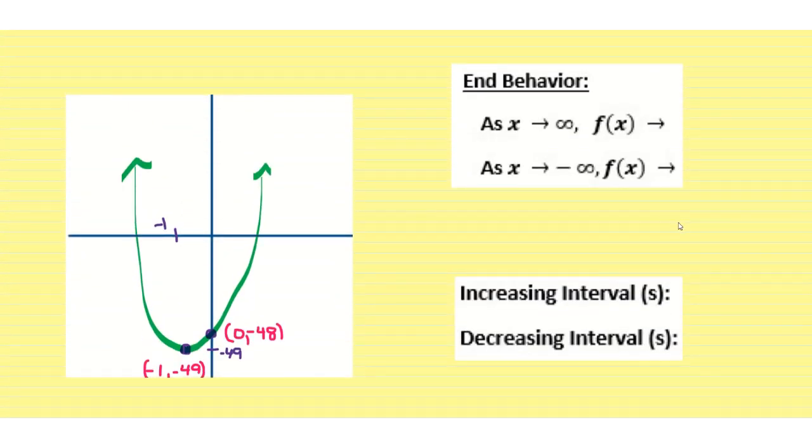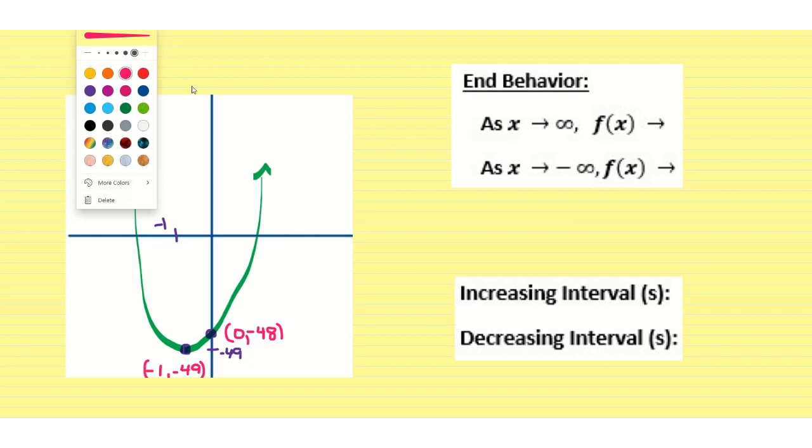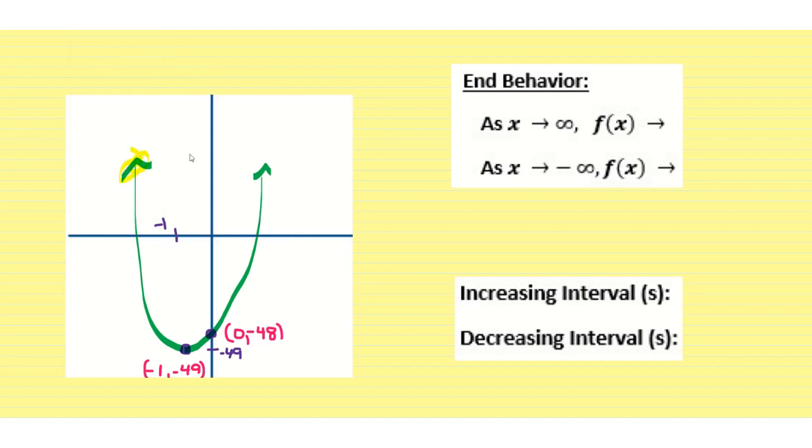We need to look at the end behavior. The end behavior is what my graph is doing at the ends. Here is one end of it, and here's another end of it. This says as x goes to positive infinity, that means it's going to the right. So as all my x's are going that way, what is my graph doing? Well, my graph is going this way. Is that going toward positive numbers or negative numbers? All these y values up here will be positive numbers, so it's going up to positive infinity.